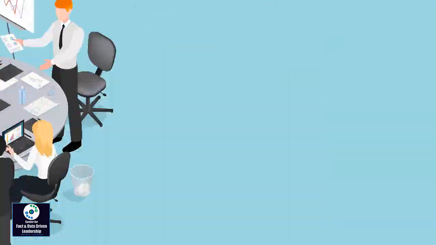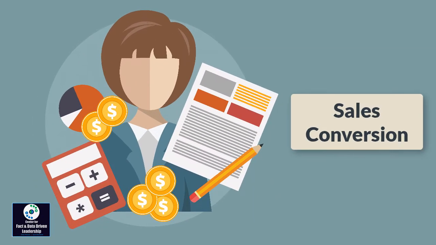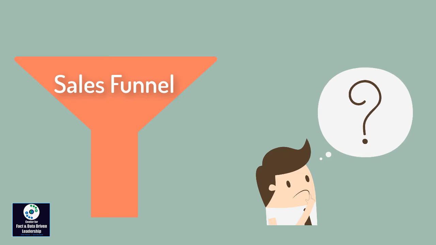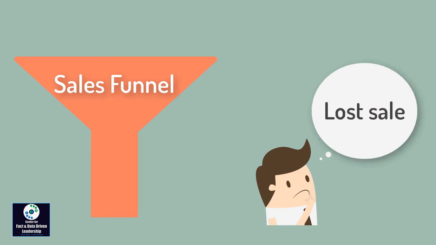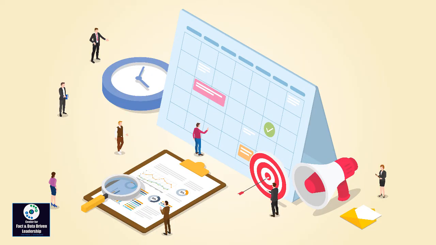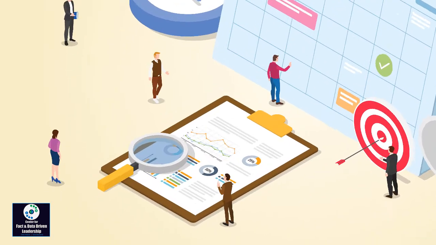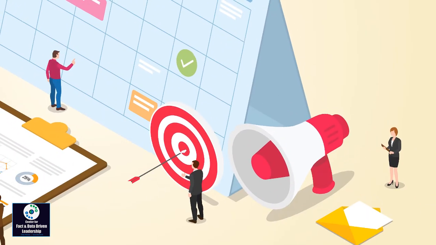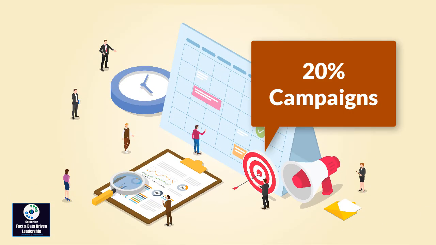For example, if you want to improve sales conversion, you can identify 20% of the reasons that contribute to lost sales and focus your efforts there. Or, if you want to improve the return on investment on various marketing campaigns run by your organization, you can focus on 20% of the campaigns that generate 80% of the leads.